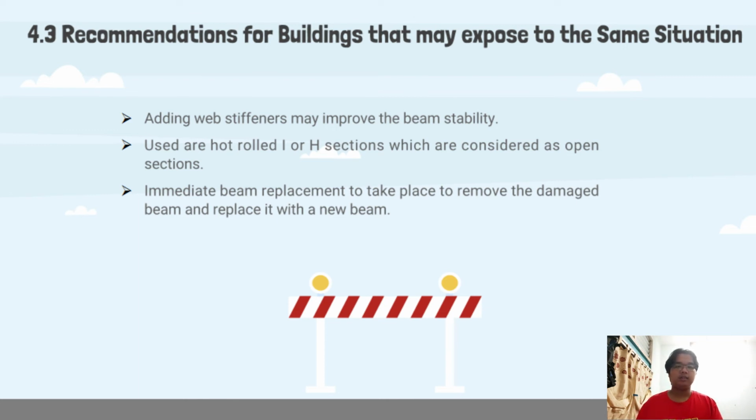The other recommendation is to change the type of the beam that is being used. Instead of using the general hot roll I section or H section, it is recommended to use hollow steel section as they have more tensile and torsion resistance. It is recommended to use rectangular hollow section for this case. For existing buildings, it is recommended for immediate replacement of the damaged beam with a new one. This is to provide higher quality of strength and resistance.